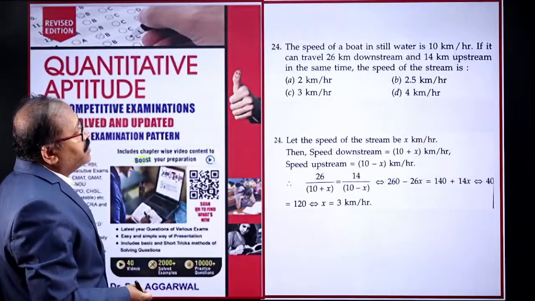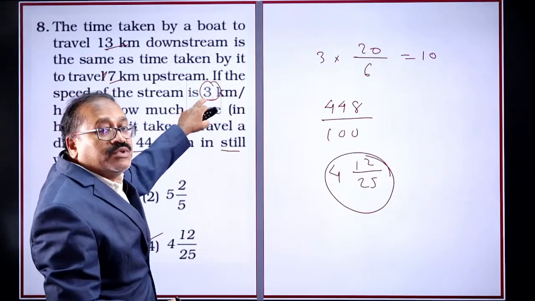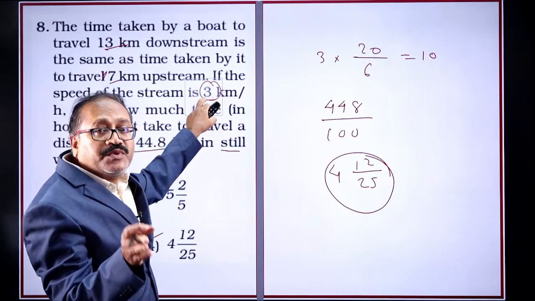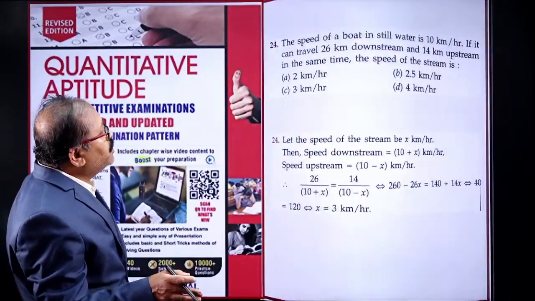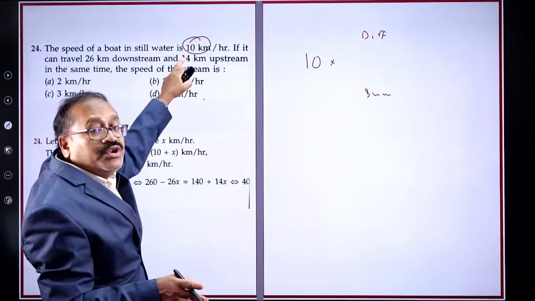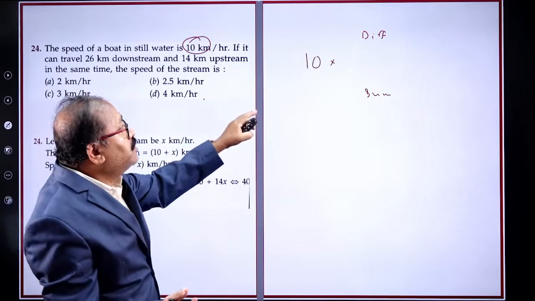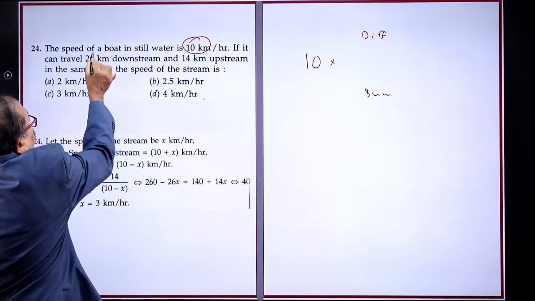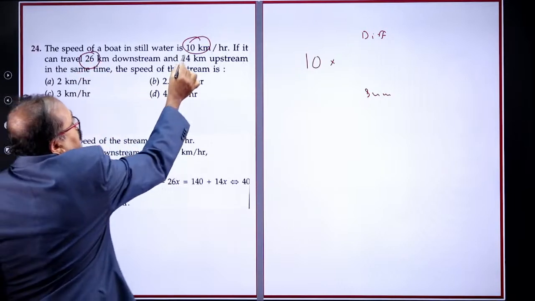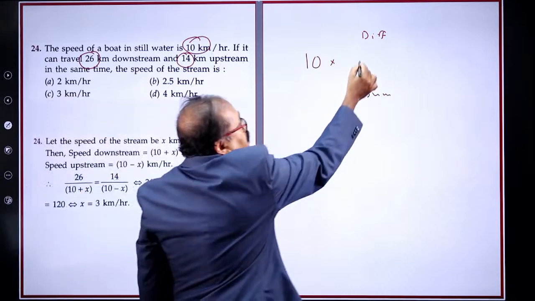I'm sorry, in the previous questions what we have worked out, we have the speed of the stream and I need to find out the speed of the boat. But if the speed of the boat is given over here, and we need to find out the speed of the stream, then reverse that. Take the difference of the distance. The difference is here 26 kilometer and 14 kilometer. What is the difference? The difference is 12.